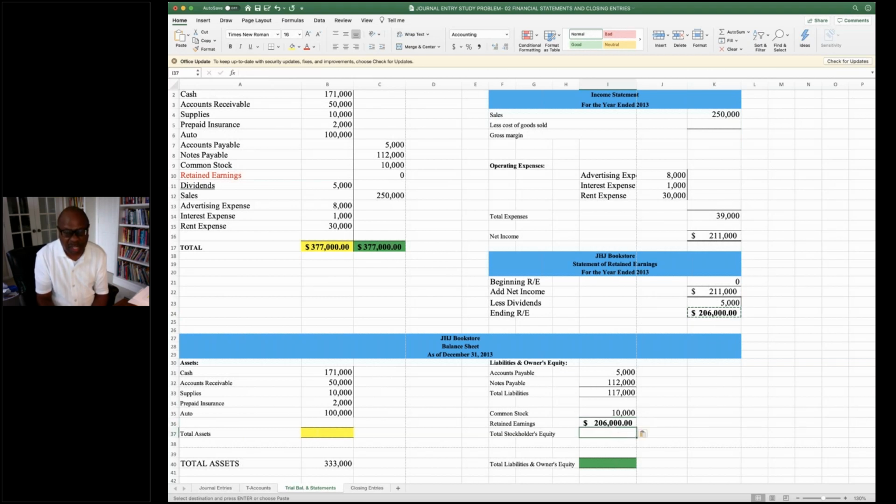So the total stockholders' equity should be what? 333,000. Now I just want common stock and retained earnings now. Okay. 216. This is 216,000.